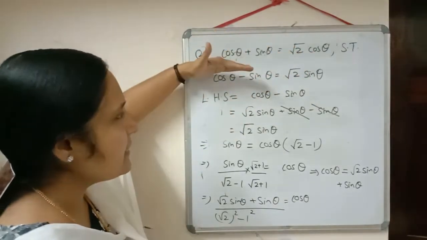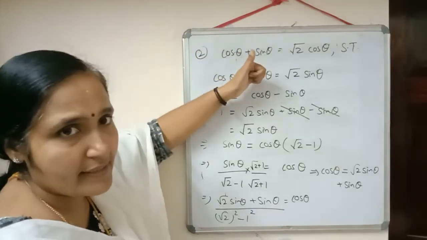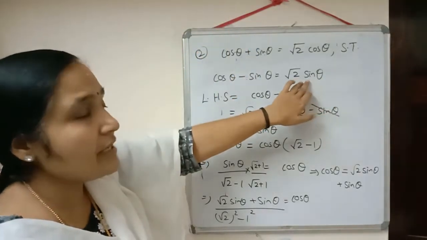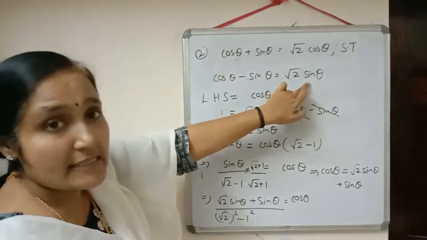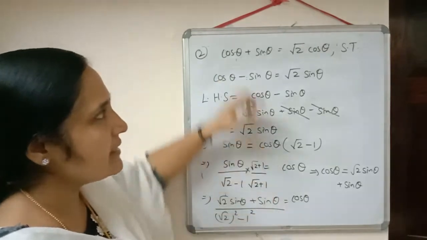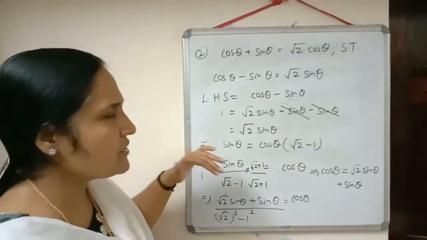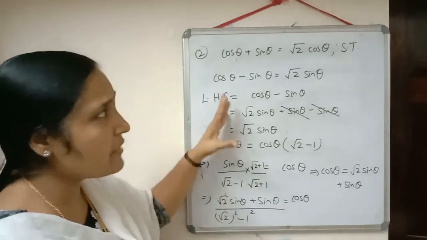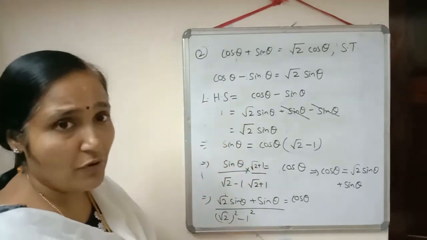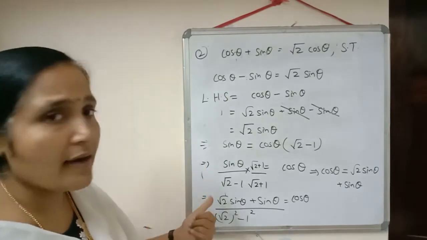So you can check, on the left hand side we have the terms cos theta and sin theta, but on the right hand side we need only the term of sin theta. So we converted cos theta in terms of sin theta using the given information. So in every question, when you are proving something, check what is given and check what we have to prove. Take care of these two things. So this is clear? Okay.